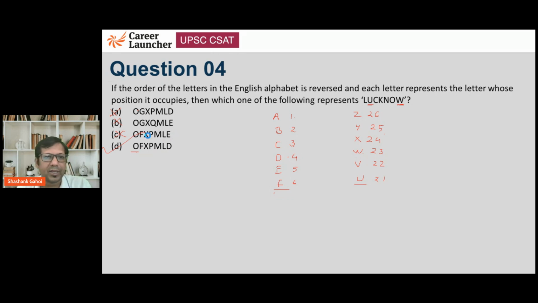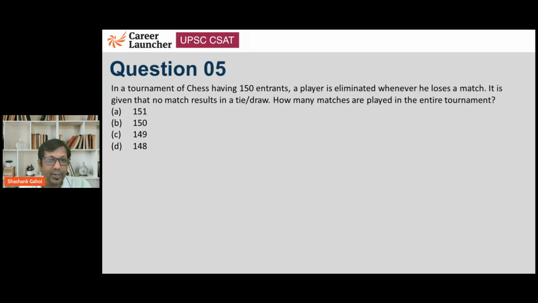Now let's move on to the next one. What does it say? In a tournament of chess, there are 150 entrants, and if someone loses, that person is eliminated. And there are no ties, no draws. So, how many matches are played in the entire tournament?